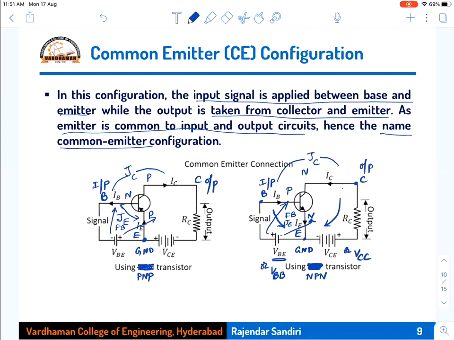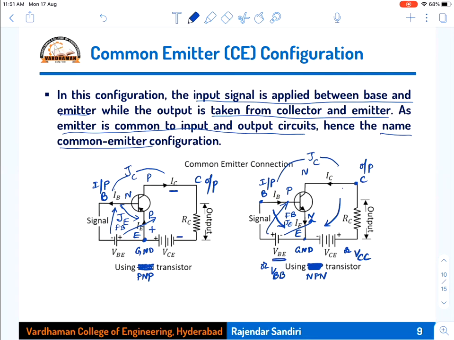But did I connect any battery between collector and base? I did not connect any battery between collector and base, right? But I have connected the battery between collector and emitter. So what is the battery? The collector is at the negative terminal, and the emitter is at the positive terminal. See, this is plus, minus. So this is minus.